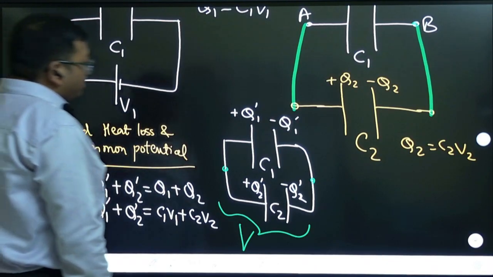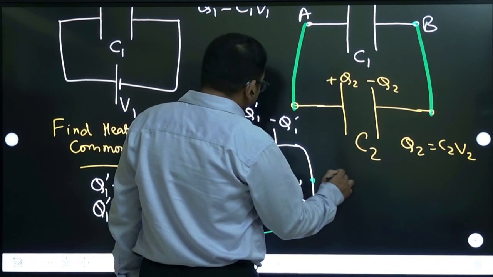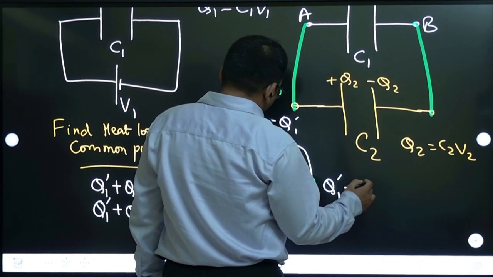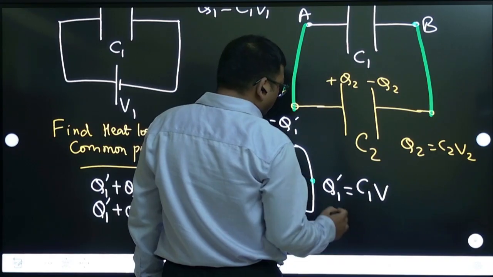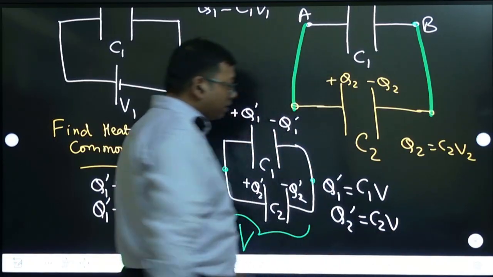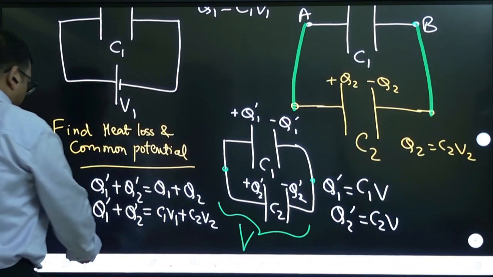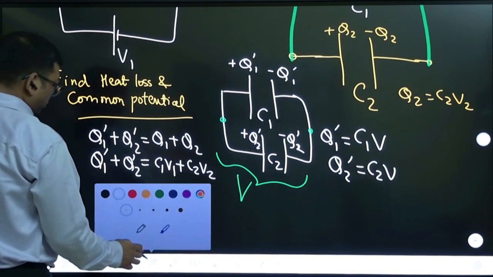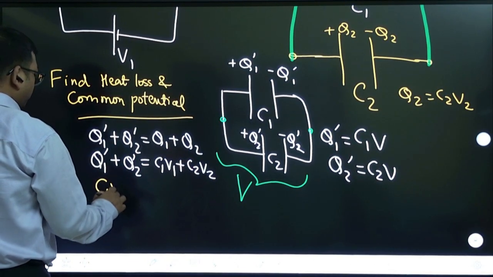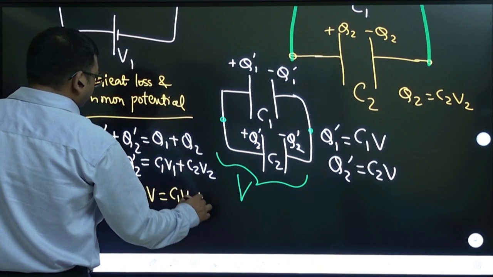How to calculate that? We know that now they have got a common potential. So Q1 dash is equal to C1 into V, and Q2 dash is equal to C2 into V. V is now the common potential which we have to calculate. You can now substitute it here: C1 V plus C2 V is equal to C1 V1 plus C2 V2.